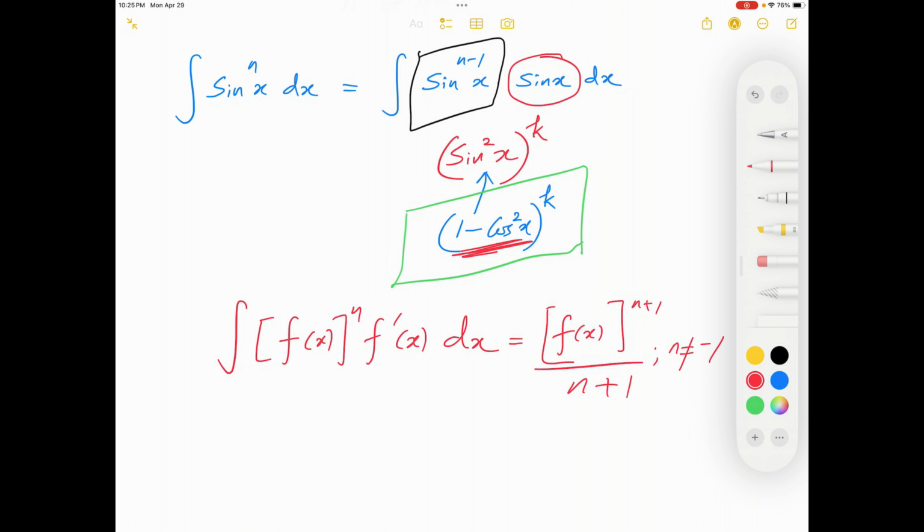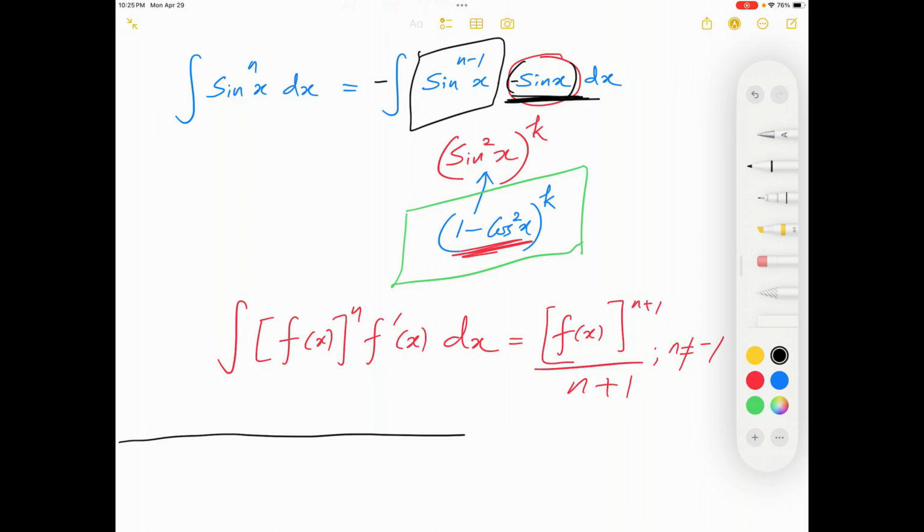We know cosine x, if differentiated, the answer is equal to negative sine x. For that, what we don't have right here with the sine x term is only a negative symbol. But we can easily create a negative symbol for the sine x term by writing another negative symbol outside the integral sign. Alright, that's all about it.